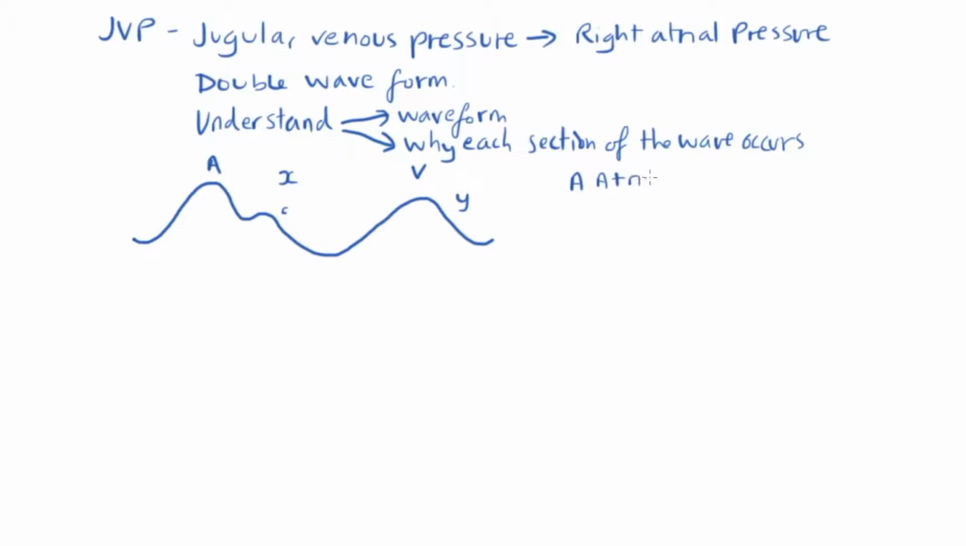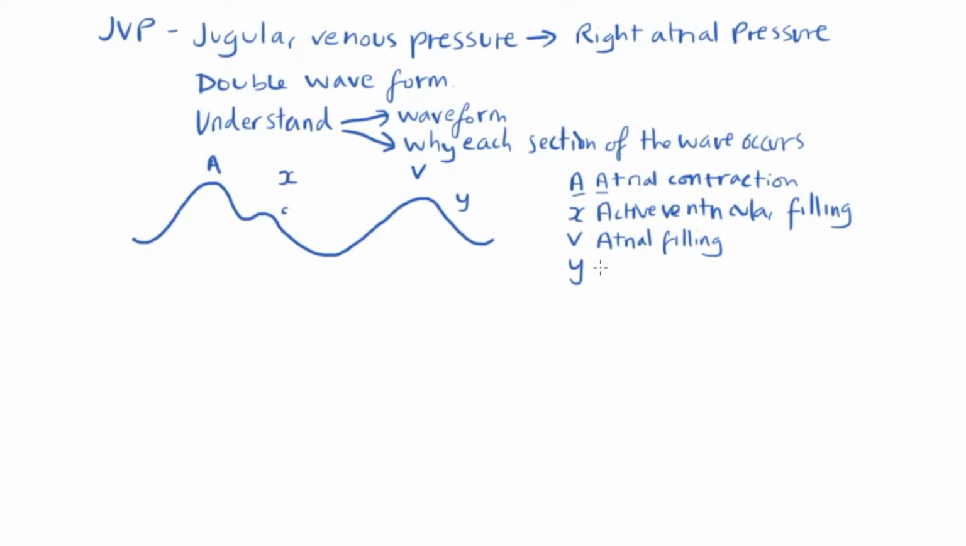The A wave corresponds to the contraction of the atria. This can be remembered with A standing for atrial contraction. The X descent then corresponds to the active filling of the right ventricle. The V wave then corresponds to the venous filling of the right atrium. And finally the Y descent corresponds to the passive filling of the ventricle once a tricuspid valve is opened.